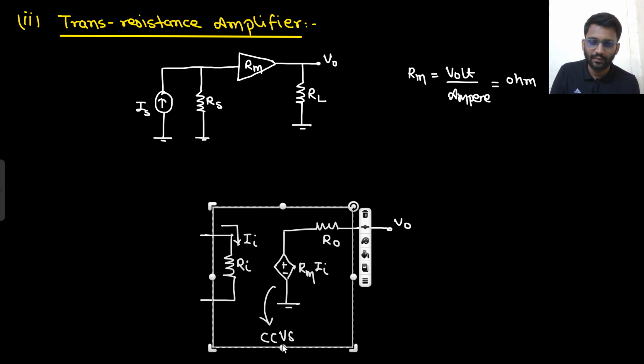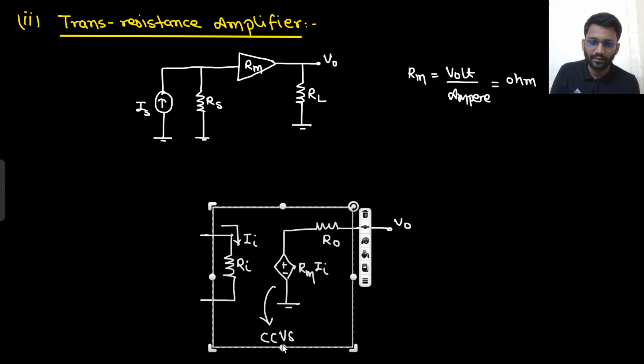Now before looking at this expression, tell me what should be the value of Rin and what should be the value of R naught for getting maximum gain. Rin should be as low as possible, right? If Rin is low, it will drive the maximum current. Most of the Is would be coming into the Rin only. Let's say if Rin is 0, if Rin is short circuited, then Is will not flow from Rs. Is will completely be coming into Rin only. So Rin should be as low as possible.